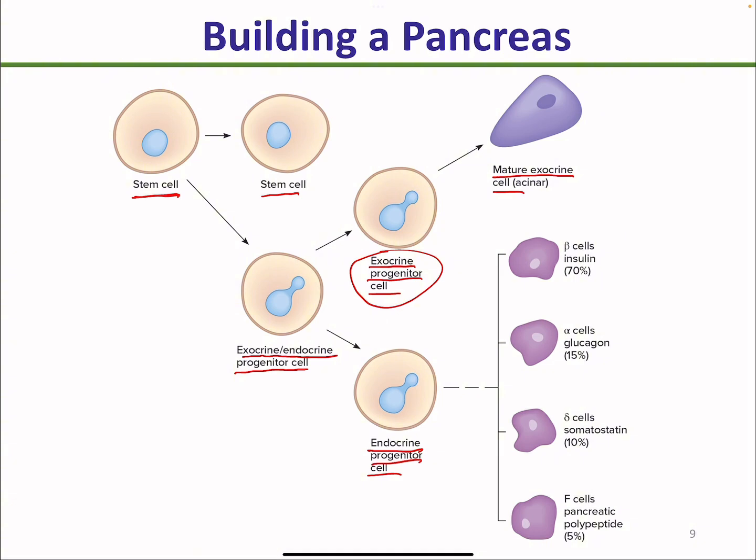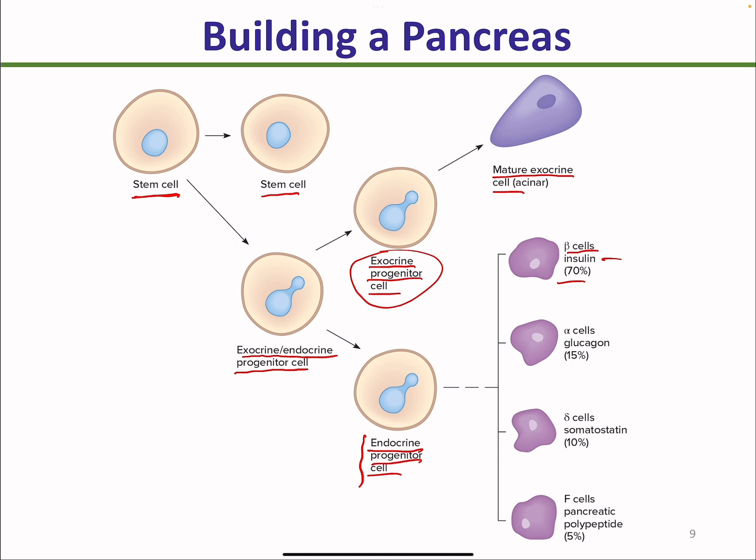While the endocrine progenitor cells are going to differentiate, and again, this is based on the kind of signal they receive, they're going to differentiate into beta cells. These beta cells produce insulin, okay? And the beta cells represent about 70% of the endocrine cells in the pancreas.